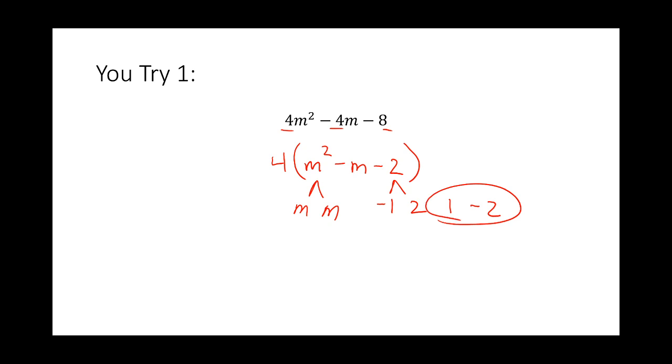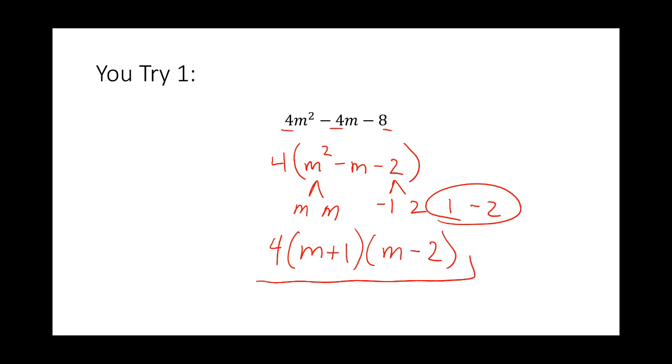So it looks like this one. So it's going to be 4 times m plus 1, m minus 2. There we go. And we're done.